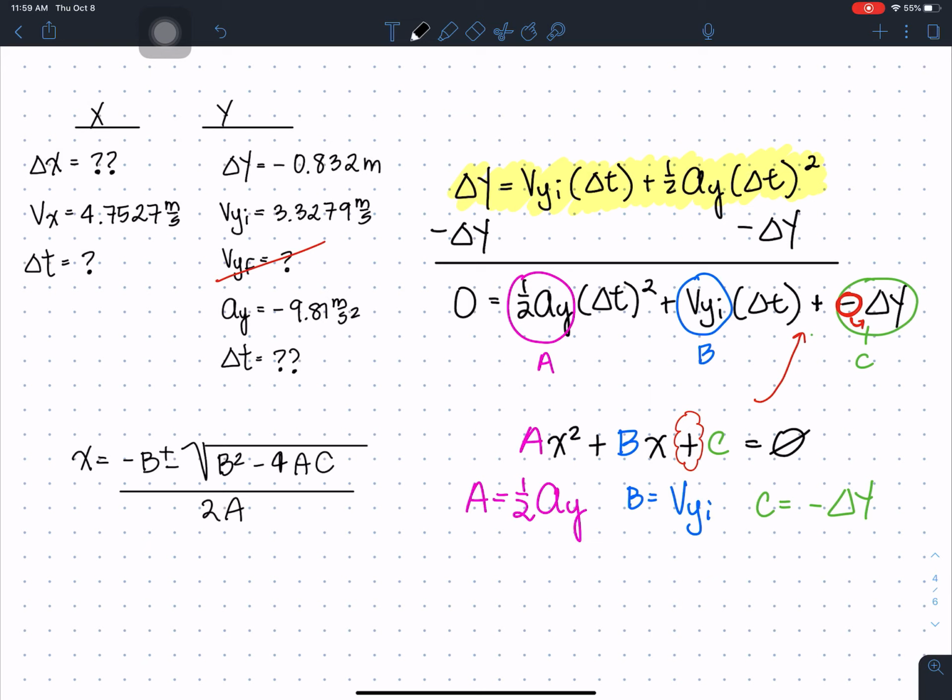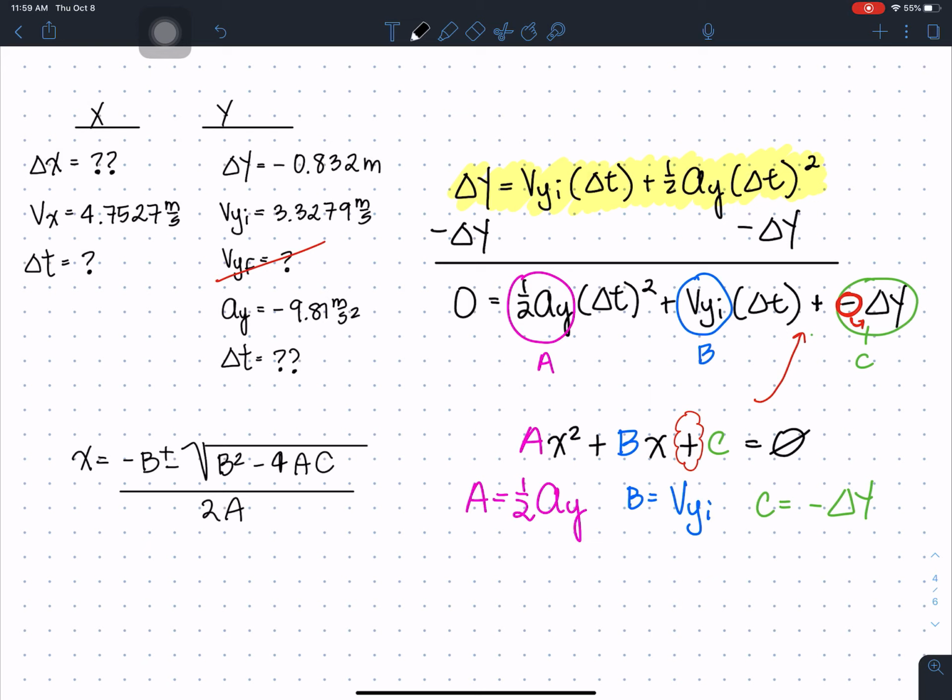Now, usually what happens is that either delta y or Vy initial is 0, and so one of those terms will drop out from the equation, and we would have a nice and easy time solving for delta t. Now, in this particular case, none of our inputs were 0. And so we have a situation that encourages us to use the quadratic equation to solve for delta t.